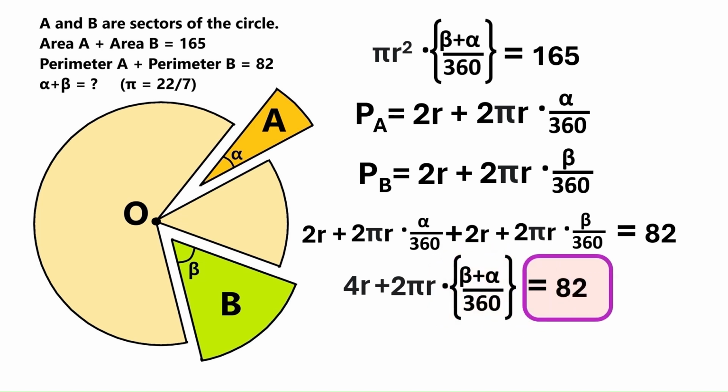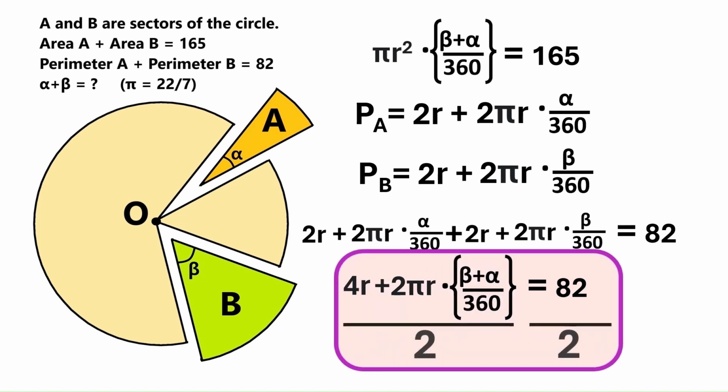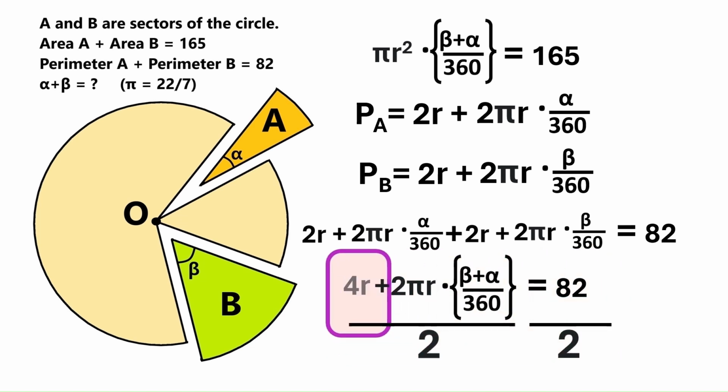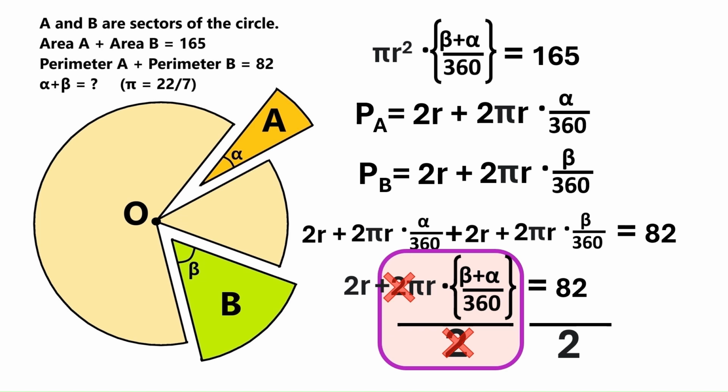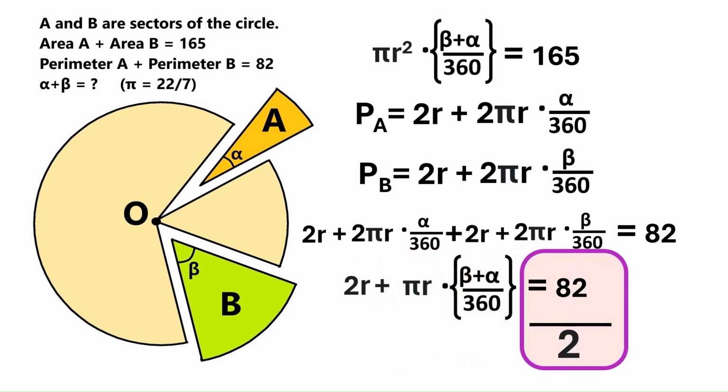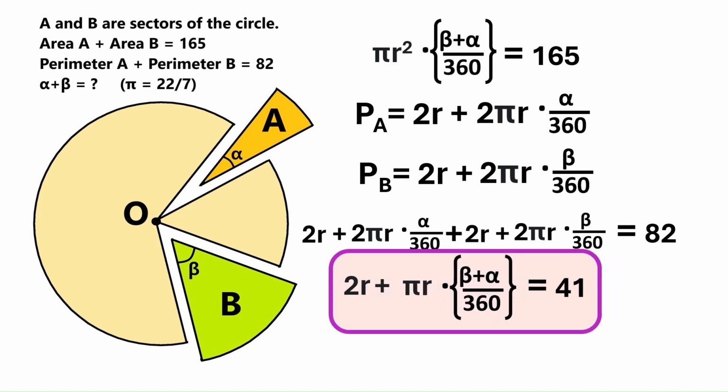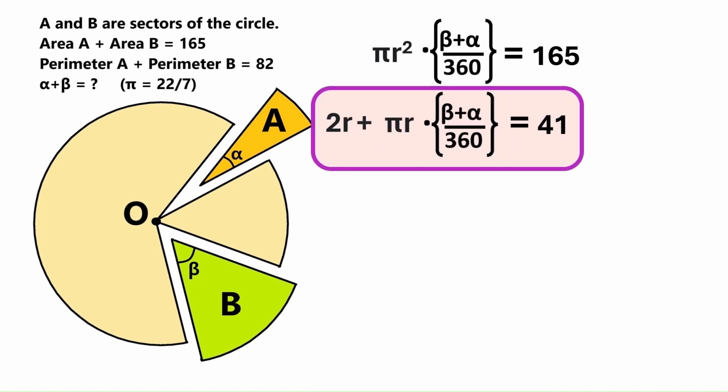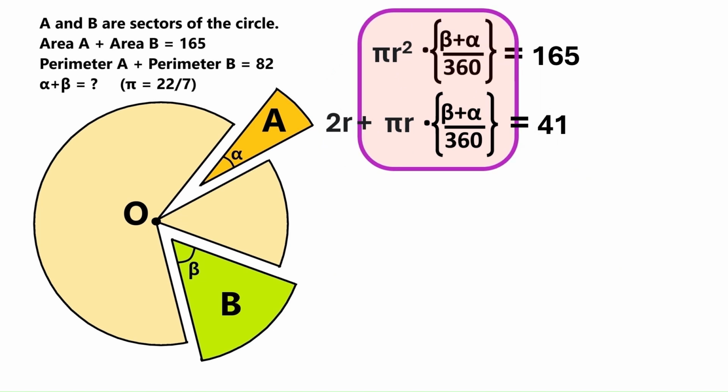We want to make this as simple as possible, so let's divide everything by 2. This part becomes 2r. These 2's cancel out each other, and we get pi times r here. And this part simply becomes 41. Great! We've got another very cool equation, and we can place it up here. These two equations have a bunch of like terms, so it is obvious that we need to do some sort of elimination or substitution to get to the solution.